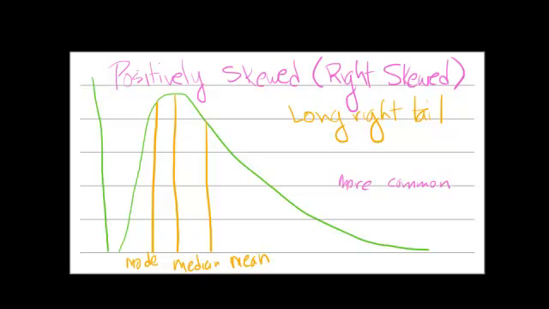So we get an understanding now of symmetric data, left skewed data, where the mean and median are on the left of the mode, and we have a long left tail, right skewed data, where the mean and median are on the right of the mode, and we have a long right tail. And the right skewed, positively skewed, is more common in the skewed data than the left skewed.